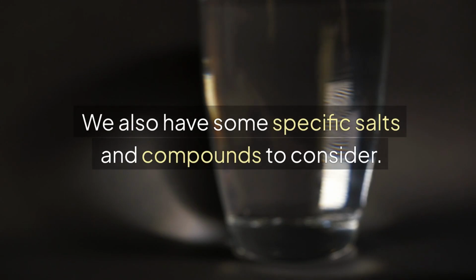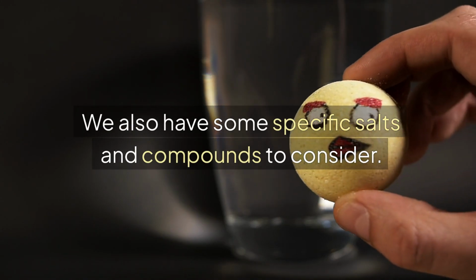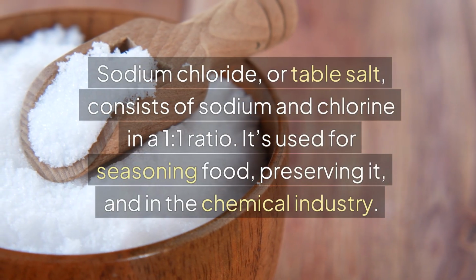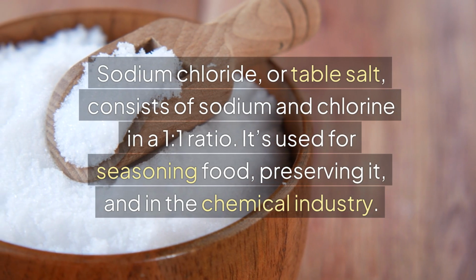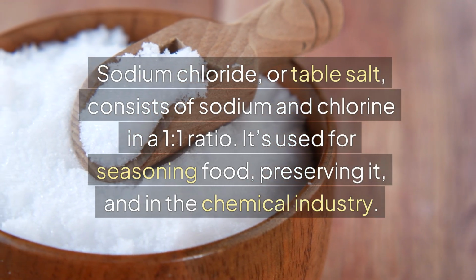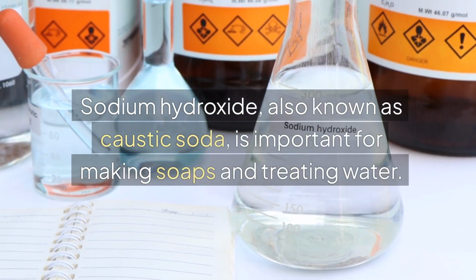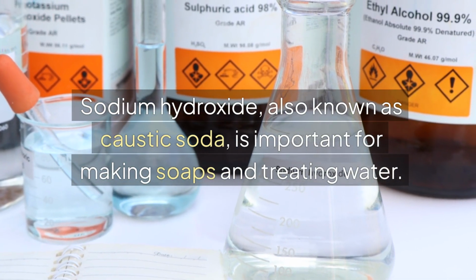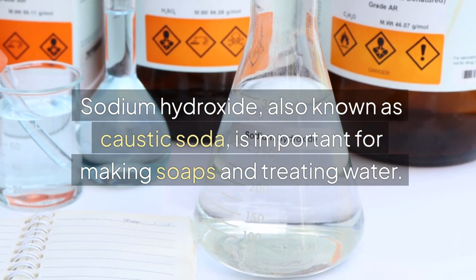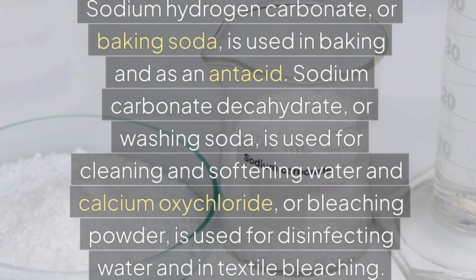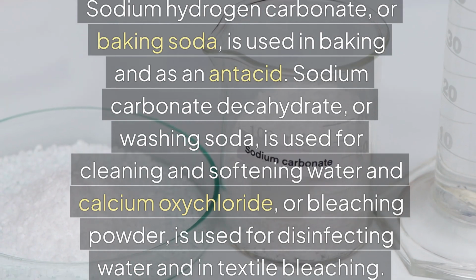We also have some specific salts and compounds to consider. Sodium chloride, or table salt, consists of sodium and chlorine in a 1:1 ratio. It's used for seasoning food, preserving it, and in the chemical industry. Sodium hydroxide, also known as caustic soda, is important for making soaps and treating water. Sodium hydrogen carbonate, or baking soda, is used in baking and as an antacid.